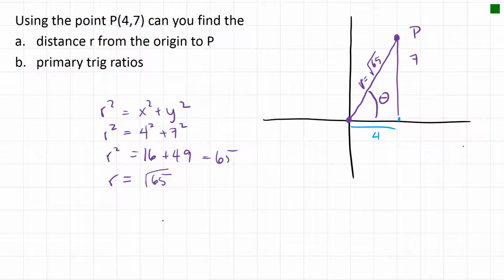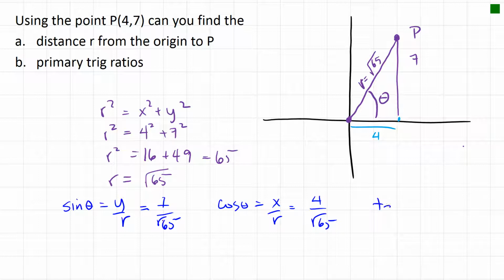So now to answer the question about the primary trig ratios, using our definitions of y over r, the sine is 7 over root 65. The cosine ratio is x over r, which is 4 over root 65. And lastly, the tan ratio is y over x, which is 7 over 4.